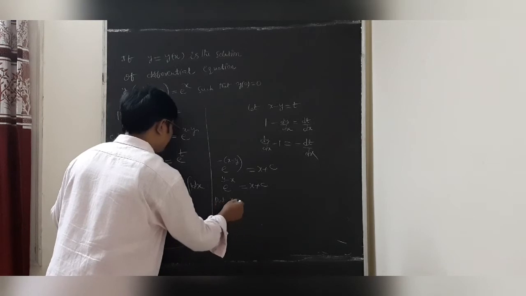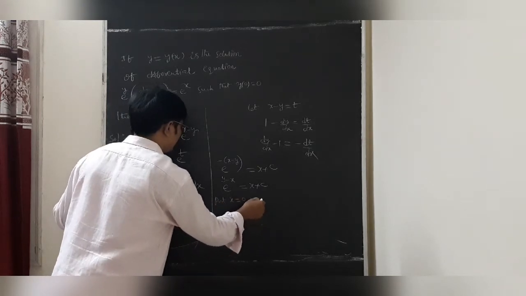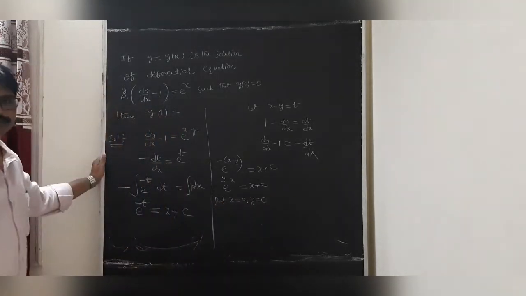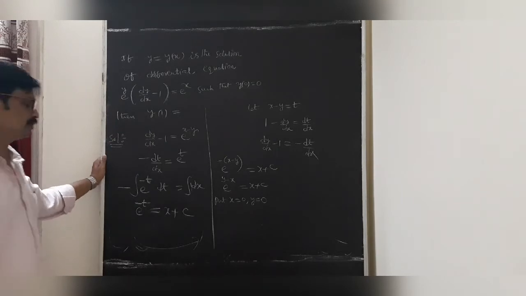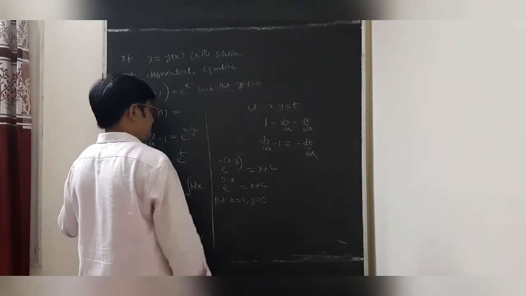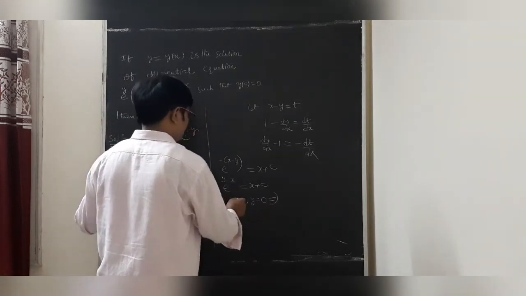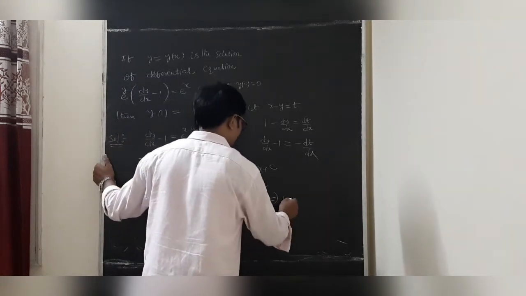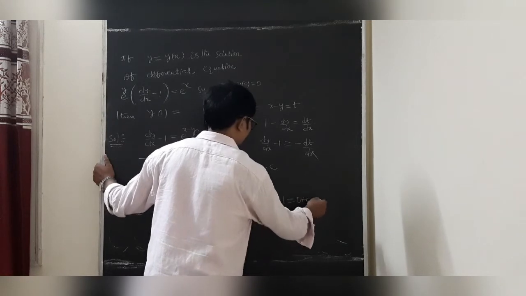Now put x equal to 0, y equal to 0. So dear students, when we take x equal to 0 and y equal to 0, this is e power 0, that is 1, equals 0 plus c.